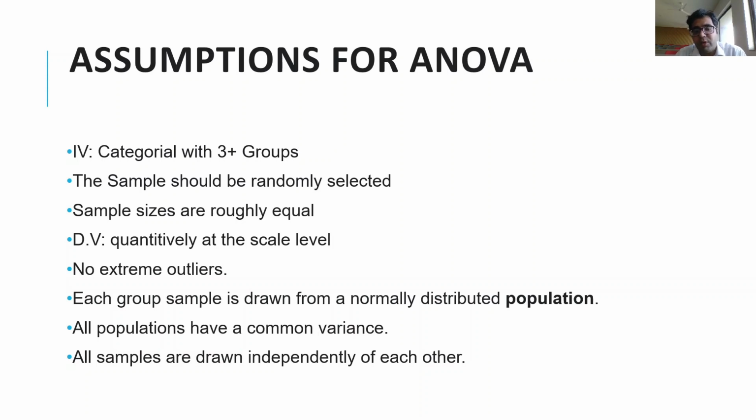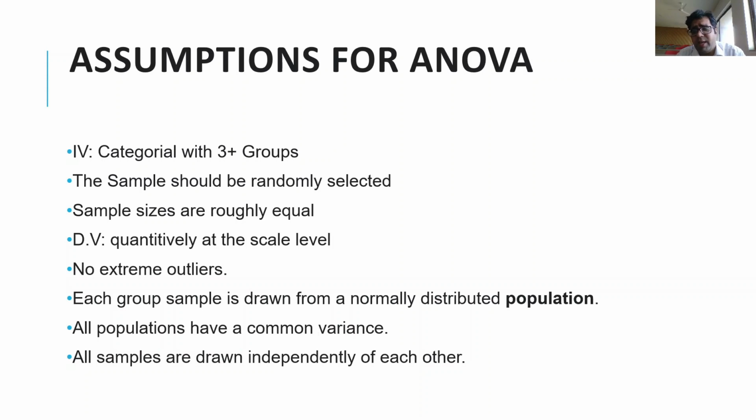This is again a most important assumption: sample sizes are roughly equal. This means if you have 3 groups, when you select the samples, they should be as per the proportion, roughly equal. Then we can justify whether the means of the populations are equal or not. The dependent variable should be numerical, that is, quantitative on a scale, in numeric form, which we will see. There should be no extreme outliers found.